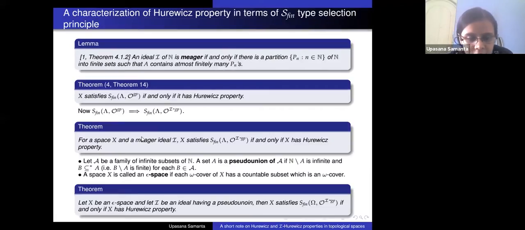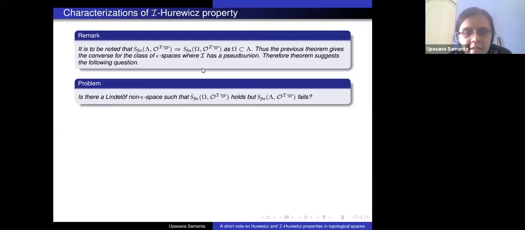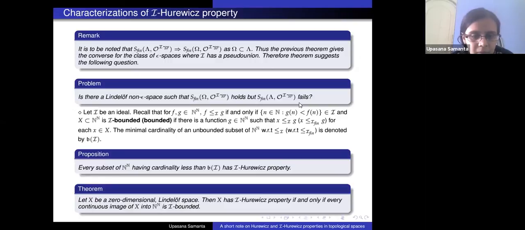Thus, the previous theorem, that means this one, gives the converse for the class of epsilon spaces where I has a pseudo-union. Therefore, the theorem immediately suggests the following question: is there a Lindelof non-epsilon space such that this holds but this fails? Now, what we have done here is characterize the I-Hurewicz property of a space which is zero-dimensional Lindelof, of course, in terms of its continuous images.